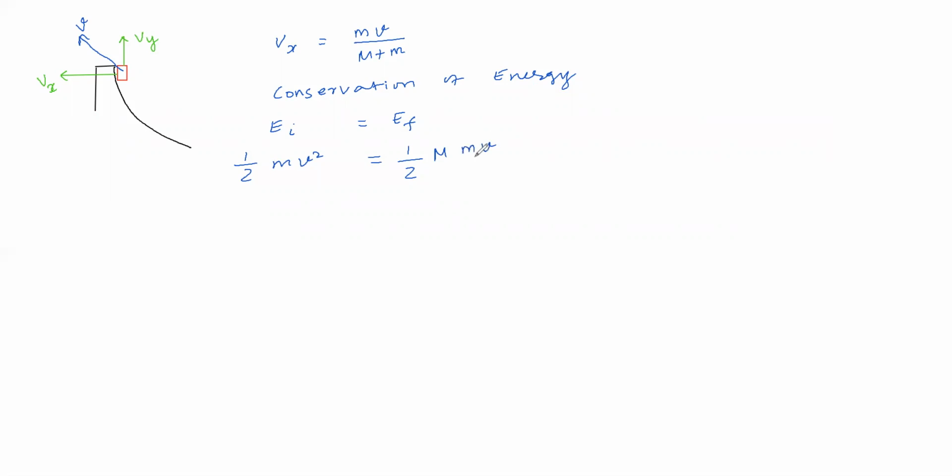The horizontal component velocity is small m into velocity divided by capital M plus small m, whole square. And we have to take the kinetic energy of this block also. The kinetic energy of this block is (1/2) into m into the total velocity, let us assume this velocity as v dash, square. And at this place, it has potential energy. Let us take the potential energy at this point as mgh.